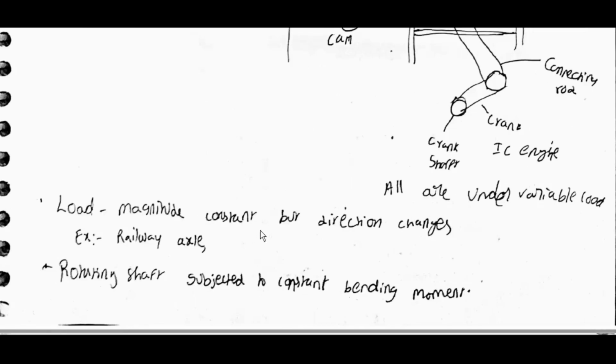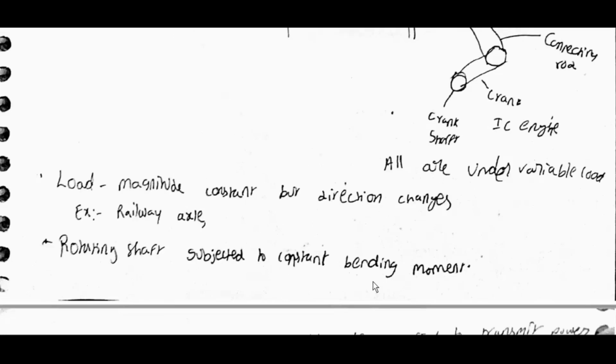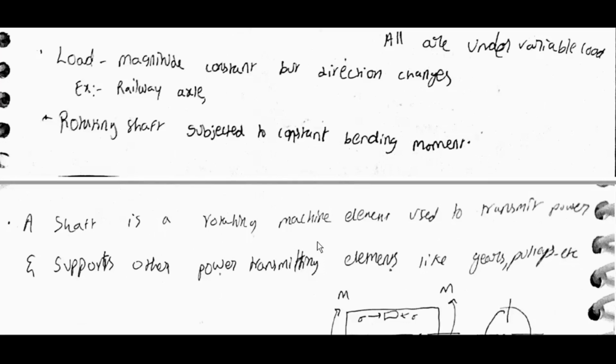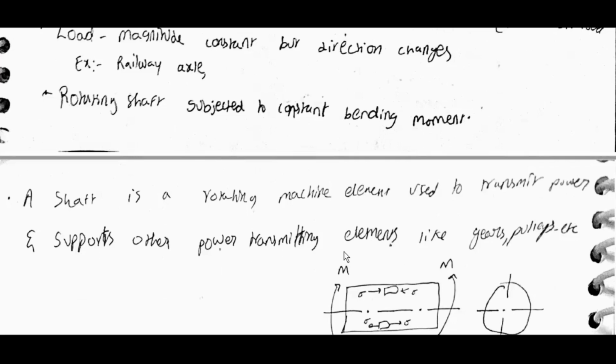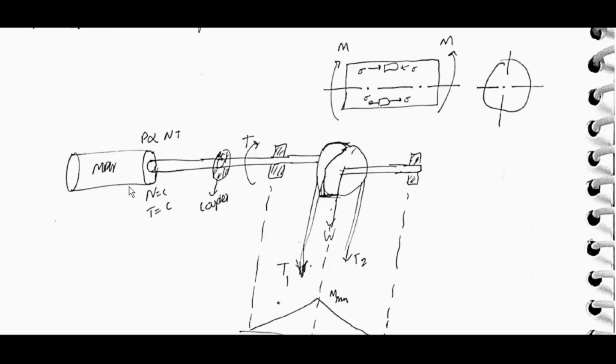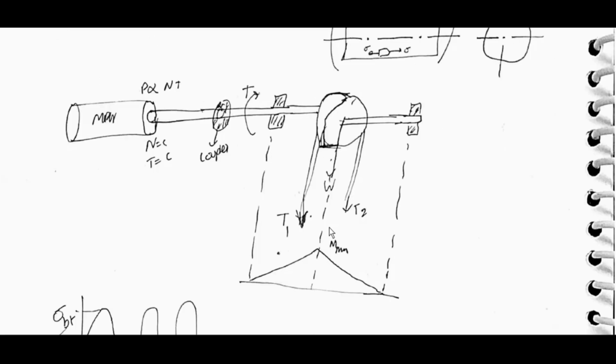Load magnitude constant, but direction changes. Example: railway axle. Magnitude is constant, but direction changes. Rotating shaft subjected to constant bending moment. A shaft is a rotating machine element used to transmit power and support other power transmitting elements like gears, pulleys, etc. Power P is directly proportional to N into T. N is constant, T is constant torque, coupler T1, T2.